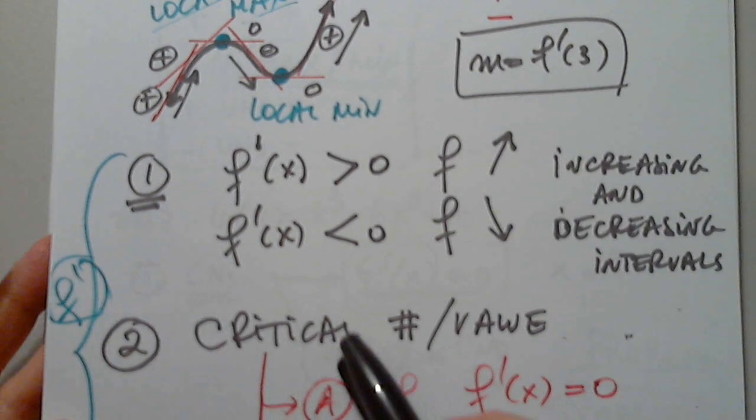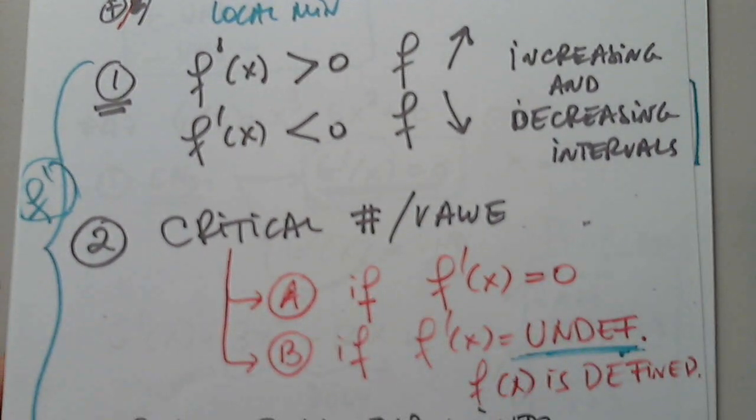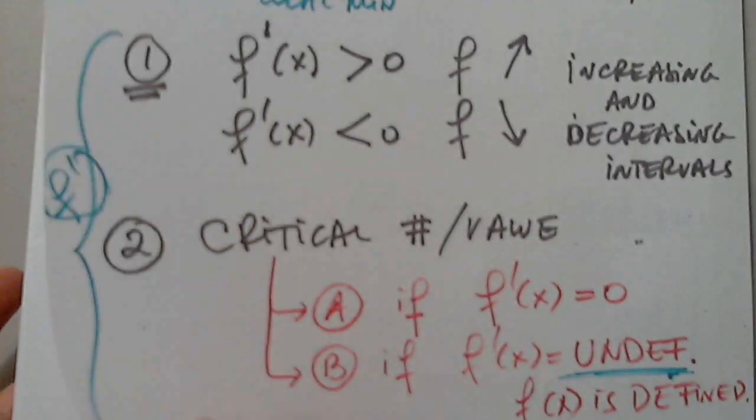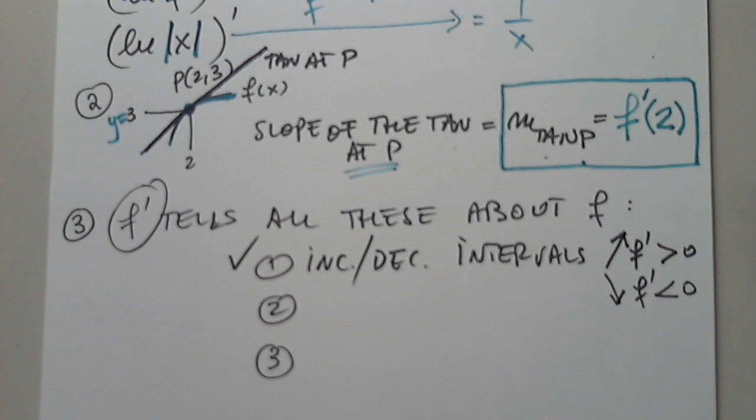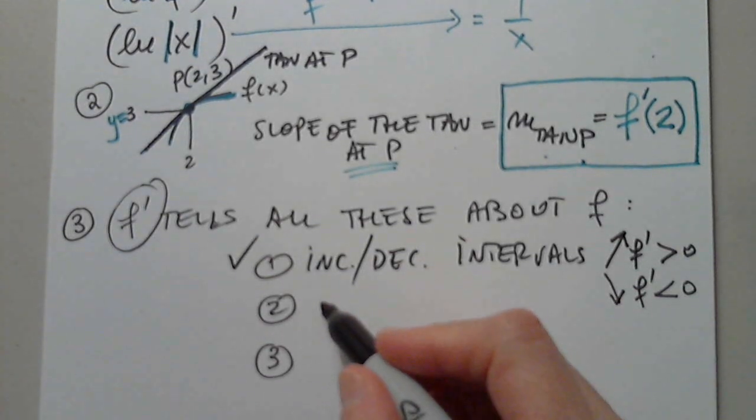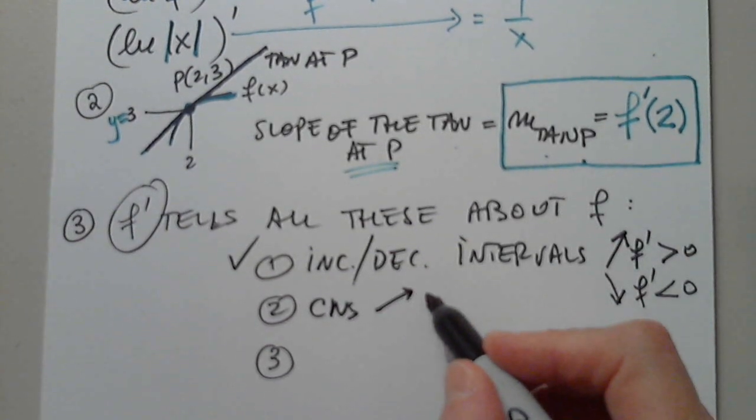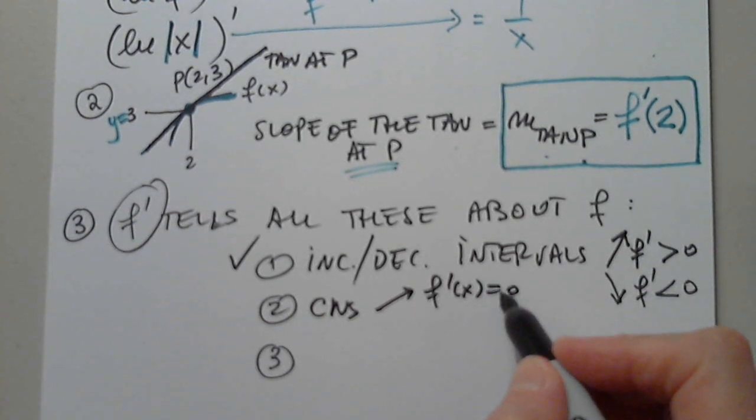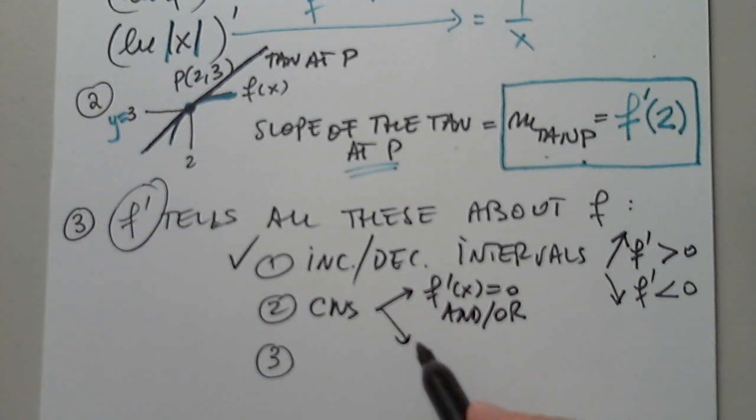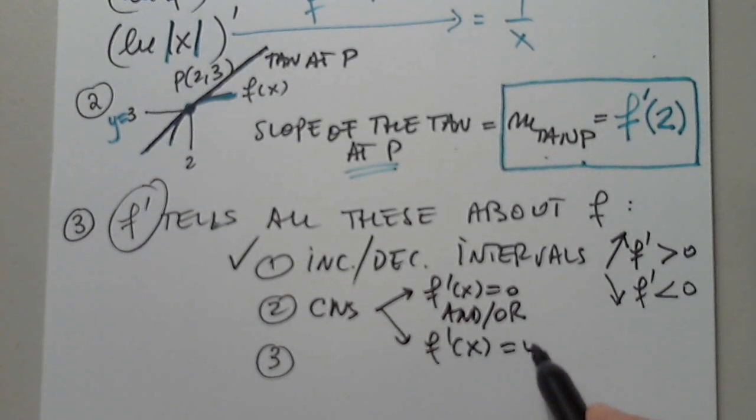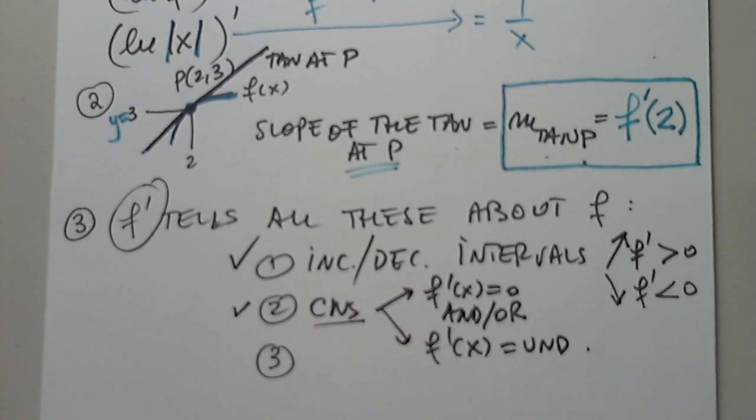If f prime can equal 0 or it's undefined, yes, so they're all in here. We discussed all of these. So, critical numbers, because they come from f prime being 0 or from f prime of x being undefined. If a function has critical numbers, is it guaranteed to have a max or min?